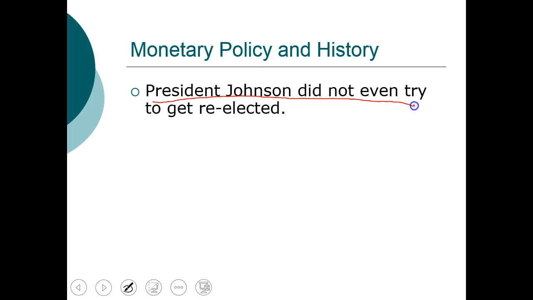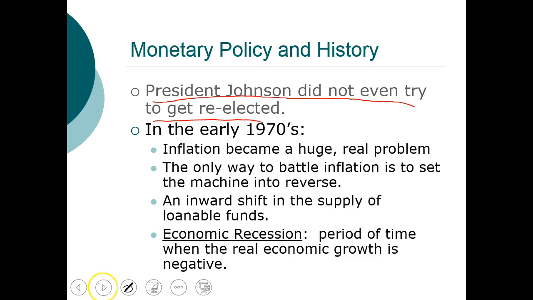So President Johnson did not even try to get reelected in his second term. Why? Well, one part was the American public had a distaste of the Vietnam War by that time, a distaste of his war in Southeast Asia, and then on top of that, inflation became a huge, real problem. But how do you battle inflation? Well, you pretty much do the opposite of what got into this inflationary state. The only way to battle inflation is to set the machine in reverse. An inward shift of the supply of loanable funds. A decrease in the money supply is the only way to really battle inflation.